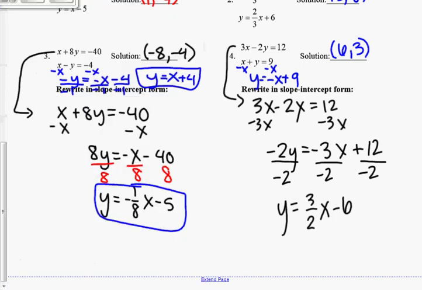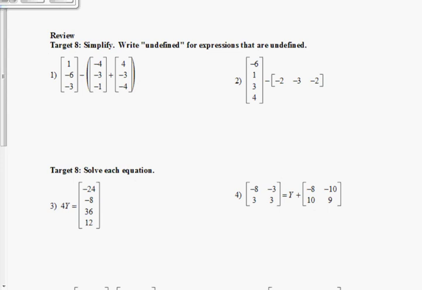If you look at the back side of your homework, the back side is review, so we do not need the graphing calculator anymore. For number 1 and number 2, we just need to simplify our matrices. When we do this, we will follow the order of operations. So on number 1, I'm going to start in the parentheses adding those two matrices. So I have 1, -6, -3, and we're going to subtract whatever we get when we add those two matrices together. Remember, when we add matrices, we add the numbers that are in the same position.